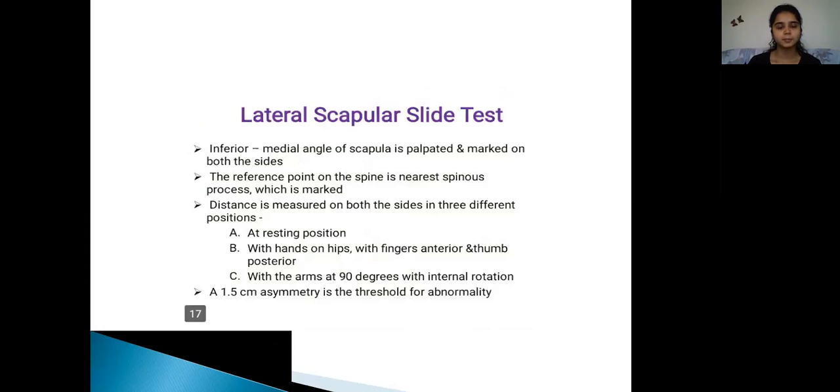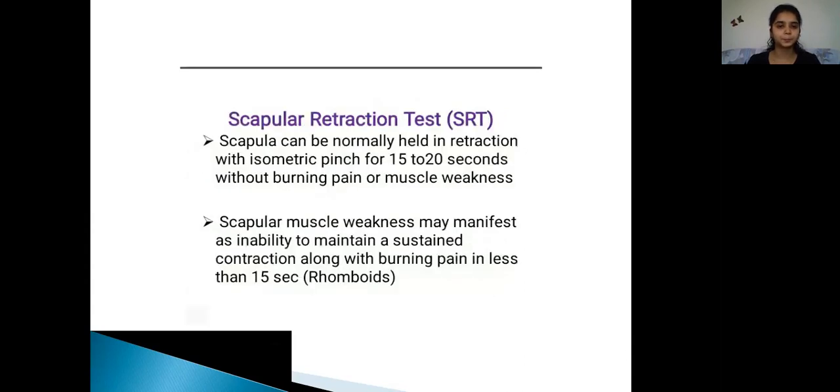Lateral scapular slide test, where the medial angle of the scapula is palpated and marked on both sides. The spinous process is considered the reference point, and then the distance is measured between the two sides in 3 different positions. The first position is the resting position, the second with the hands on hips with fingers anterior and thumb posterior, and the third with the arms at 90 degrees with internal rotation. A 1.5 centimeter asymmetry is the threshold indicating an abnormality.